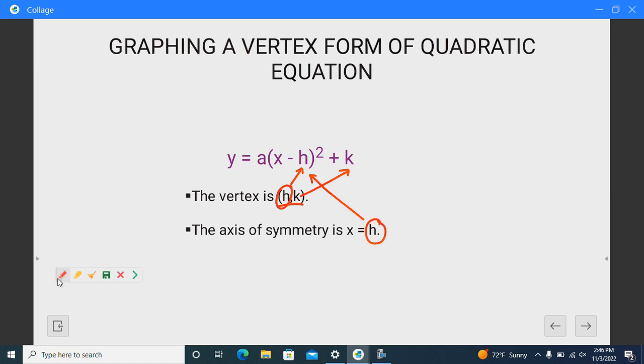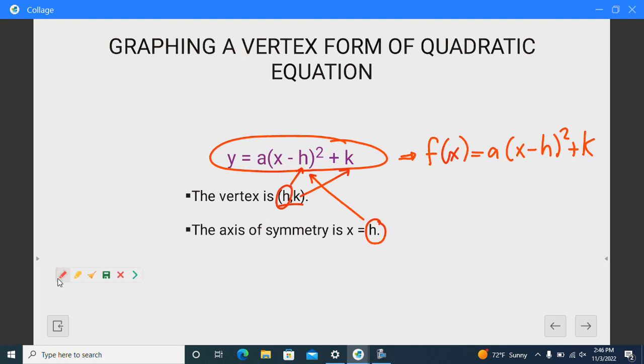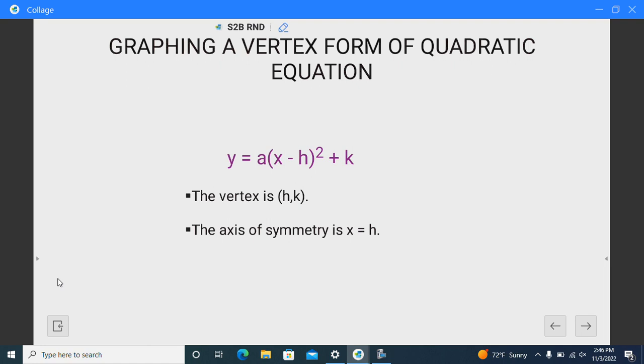So always remember the formula for the vertex form of a quadratic equation, or you can also say f(x) is equal to a(x minus h) squared plus k. Now, how do we graph a vertex form of a quadratic equation?